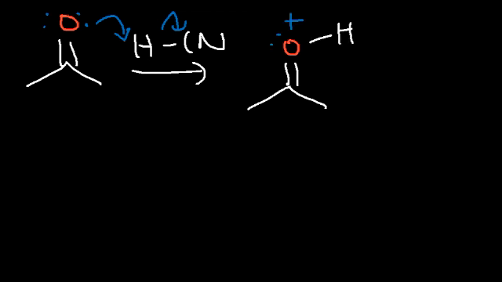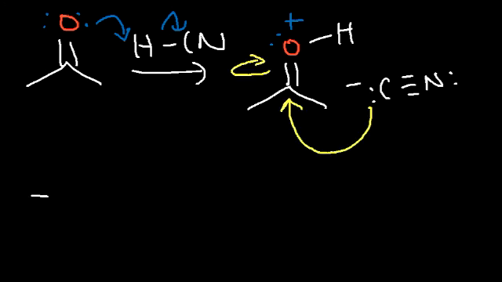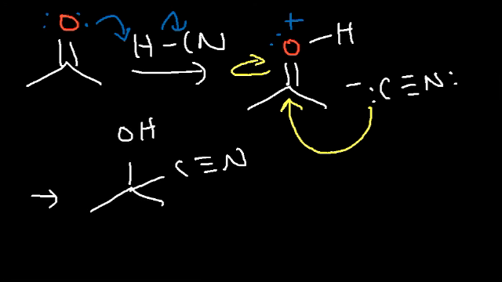And then the CN minus is going to act as a nucleophile, attacking the carbonyl group. And so here we're going to have an alcohol and a nitrile group. So this is called a cyanohydrin group.